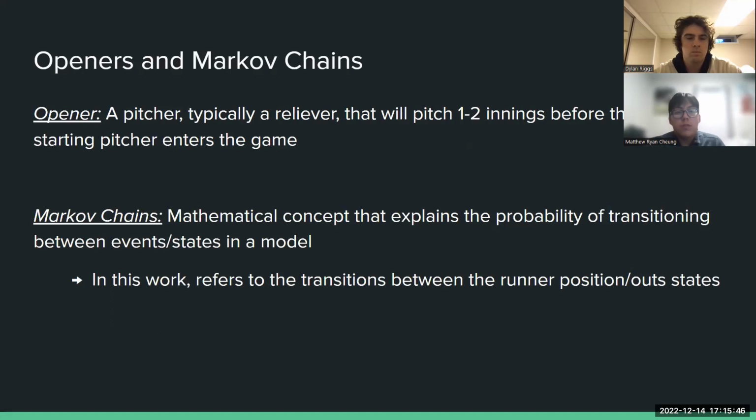To start, we had some definitions to get familiar. An opener is a pitcher that's typically a reliever, and they will pitch one or two innings before the normal starting pitcher enters the game. And Markov chains are mathematical concepts that explain the probability of transitioning between events or transition states in a model. Specifically here, the transition states that we have refer to runner position and outs.